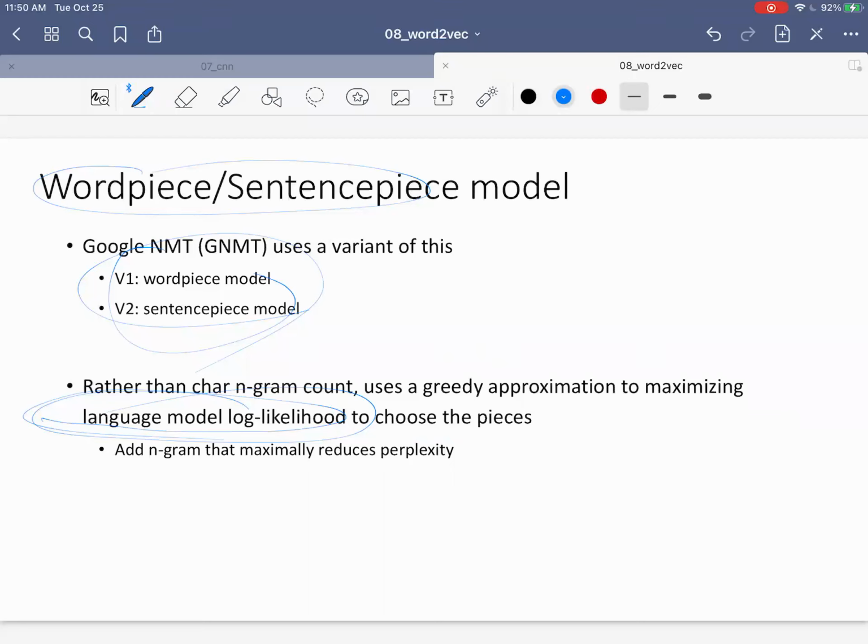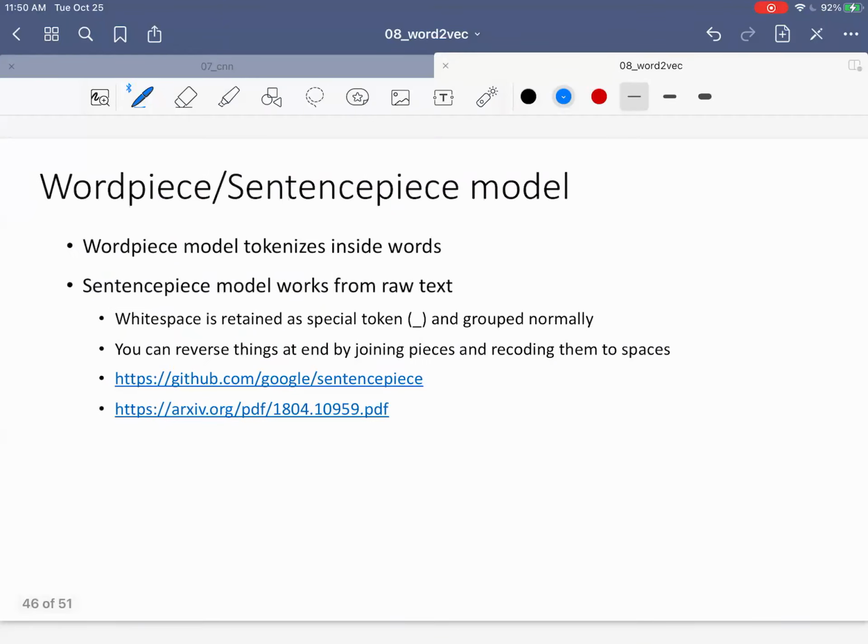But basically, it's the same, and it doesn't really give you a lot of benefit, because GPT-3 is based on byte pair encoding, and it works like a charm. So it doesn't really matter. Right. So if you're interested in word piece and sentence piece, you can go to this website, or you can read the paper and see the principle it was based on.